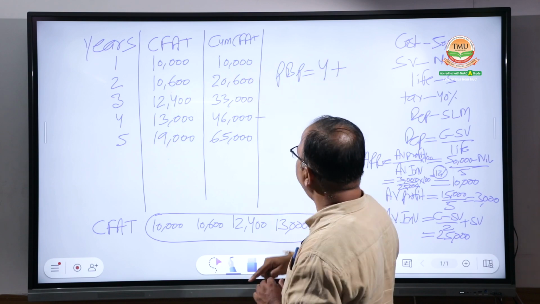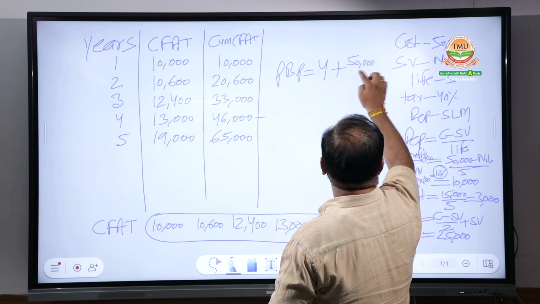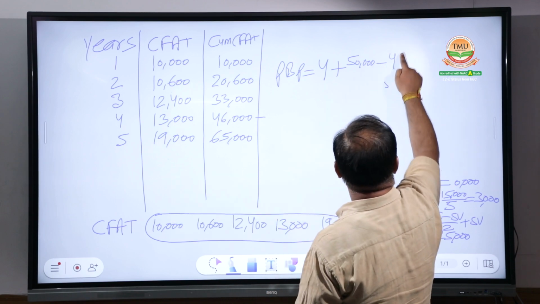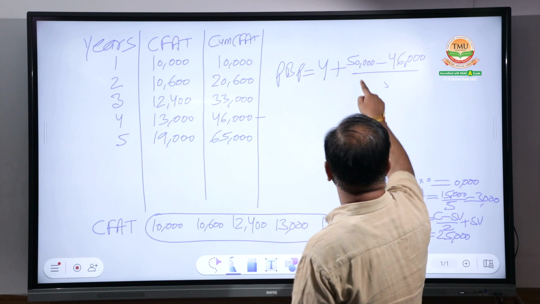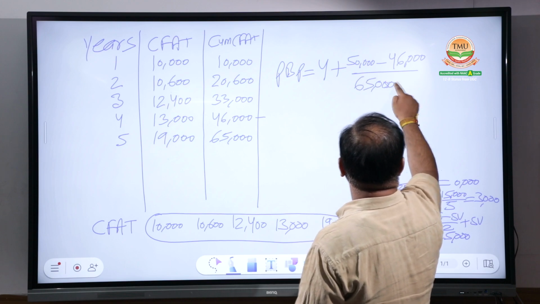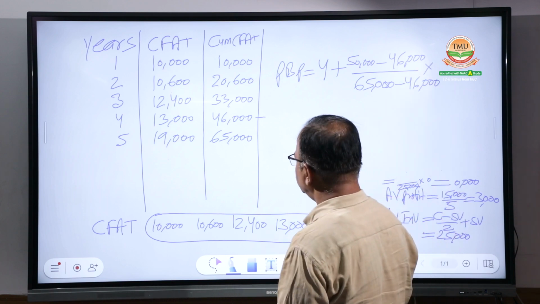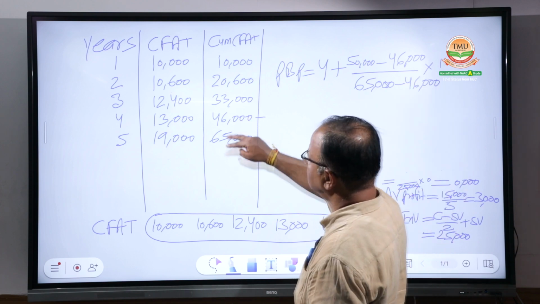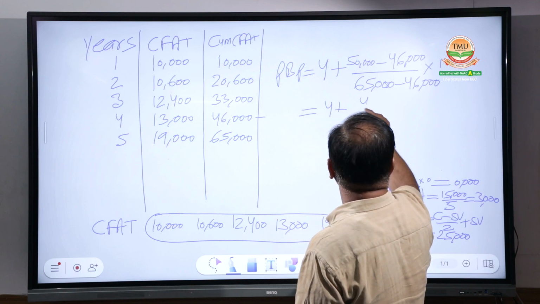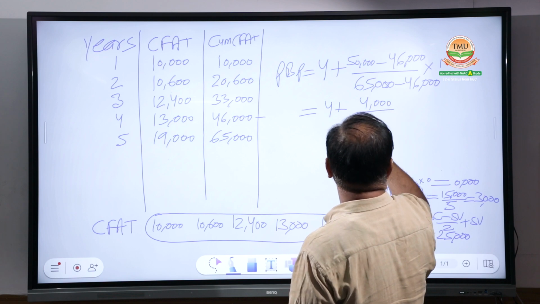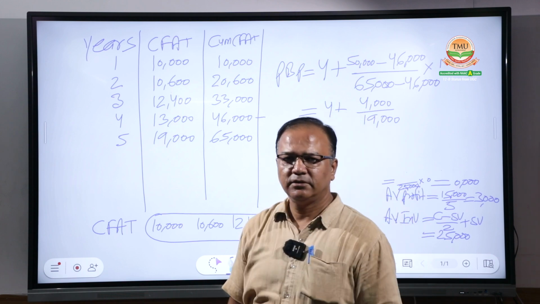Number of years 4 plus 50,000 minus 46,000 divided by 65,000 minus 46,000 into 1, because the difference in years here will be 1. So here 4 plus 4,000 divided by 19,000.